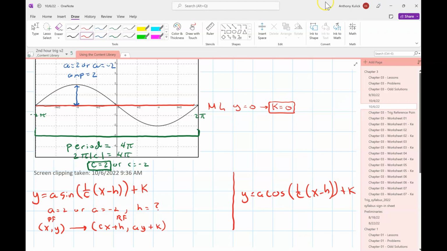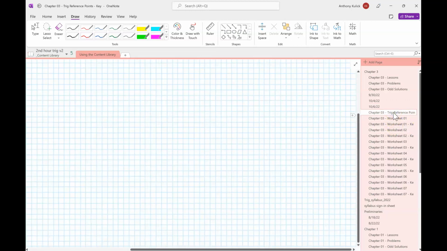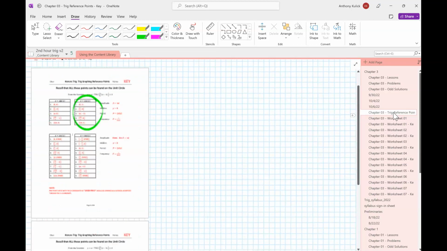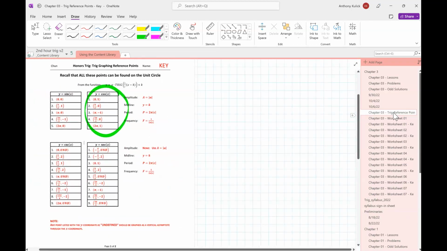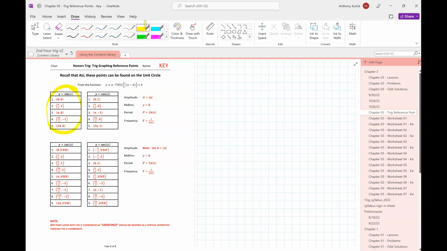So the first thing I'm going to do is pick a point from my parent function. Since we're doing the sine graph, we're going to be picking one of these points to use. The point that I would choose for sine is 0, 0, mostly because it keeps the arithmetic simple. Everybody's okay with that?